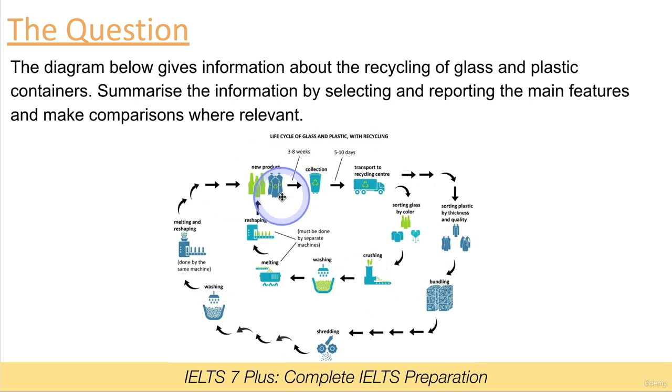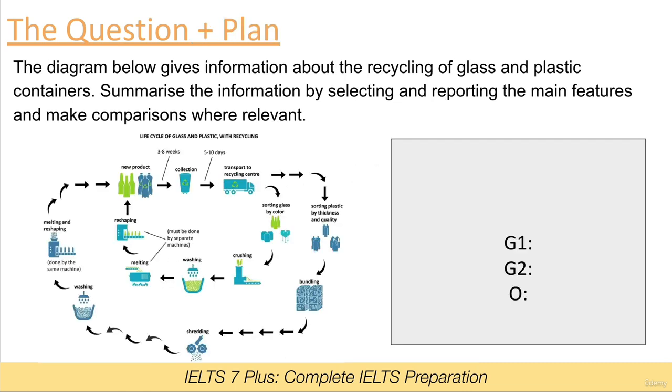It goes round and round, so the new products are being made, and then they are collected, they're thrown away and collected again, and then the whole cycle starts again. Where does it begin? Where does it end? Well, it begins with collection and it ends with a new product. And are any materials added? I can't see any materials being added, but there are definitely machines that are used. So okay, those questions will help you think about the overview in particular.